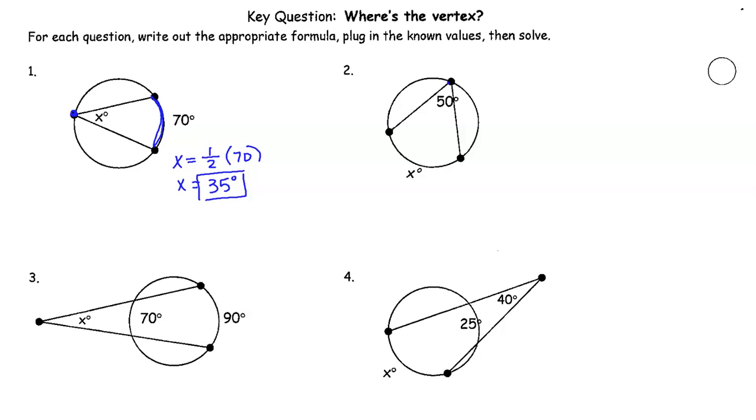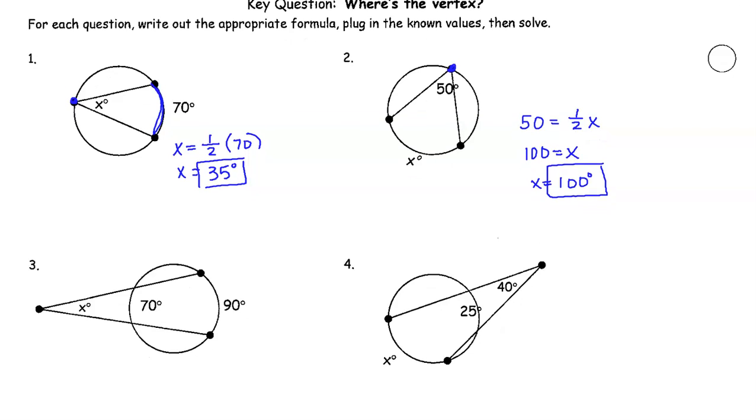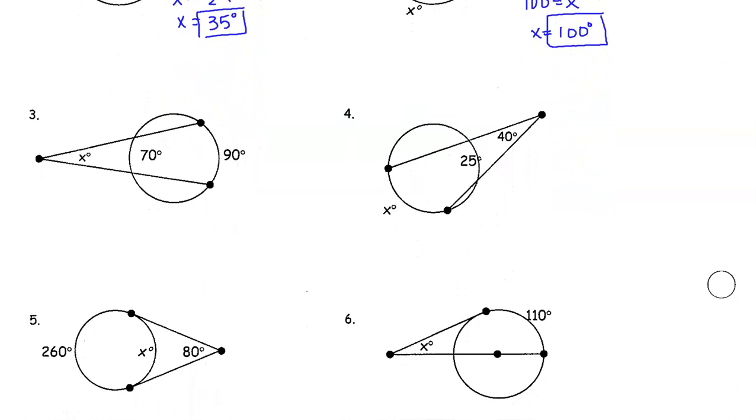Okay, number 2, the vertex is on the circle. This time we have the angle and we want to find the arc. So it's still the same formula: the angle equals half the arc. This time the angle, which we know is 50, equals half the arc, which is x. To solve this, we multiply both sides by 2. So we know that arc would have to be 100 degrees.